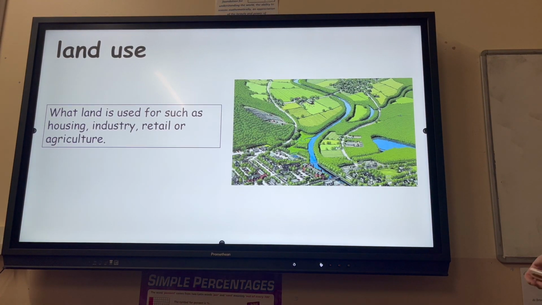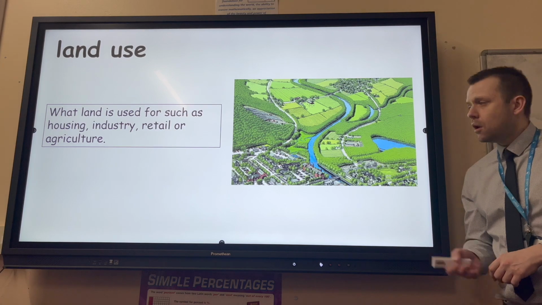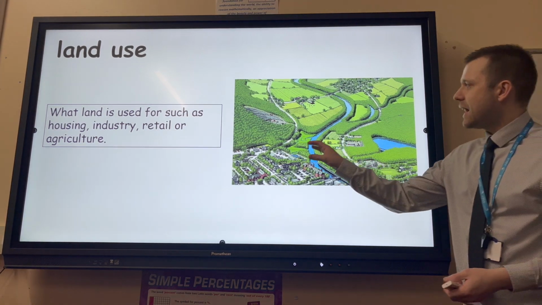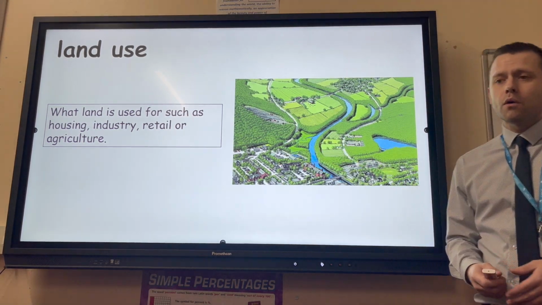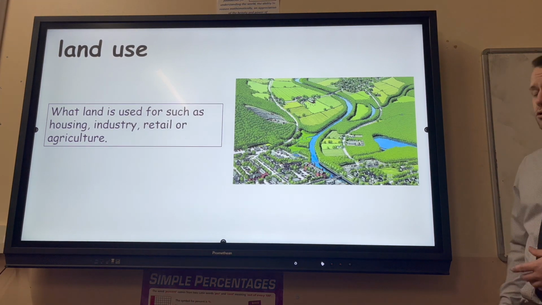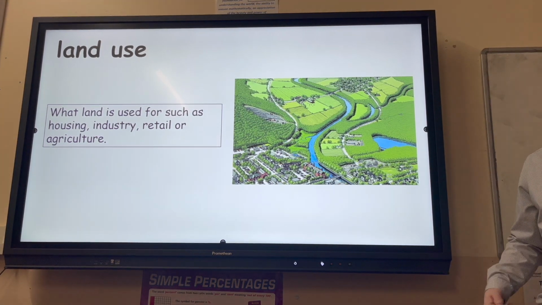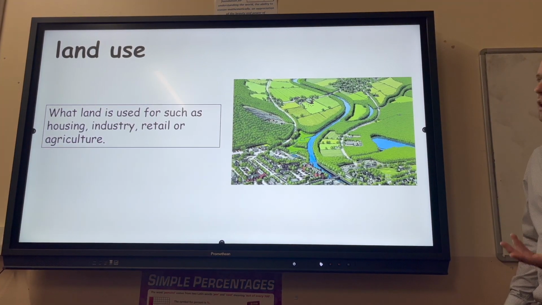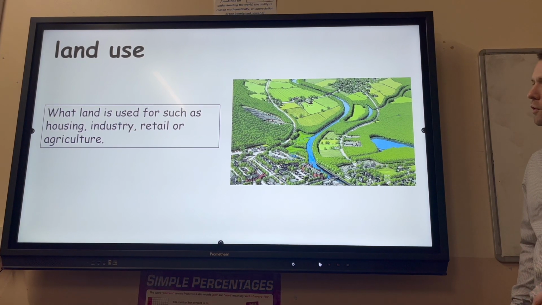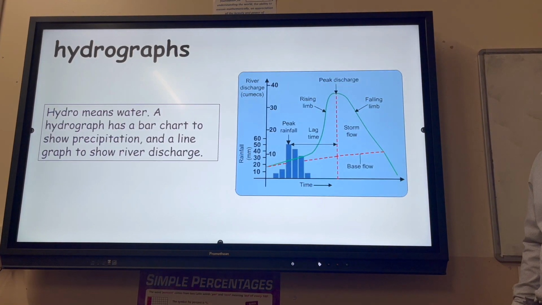Land use, what is land used for? Obviously, if you're using land on river floodplains for high-value activities such as retail parks or manufacturing or hospitals, it's going to increase the risk of a flood having negative effects.